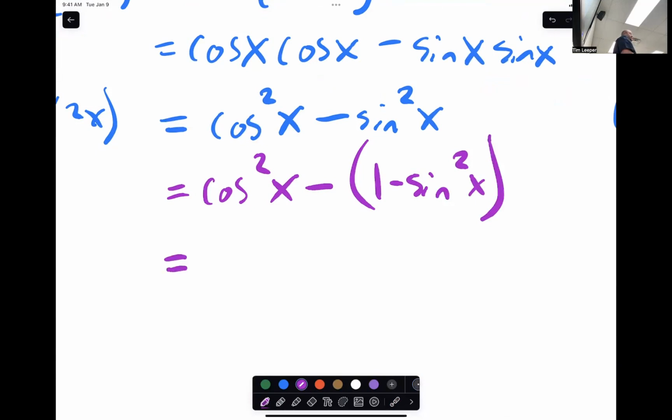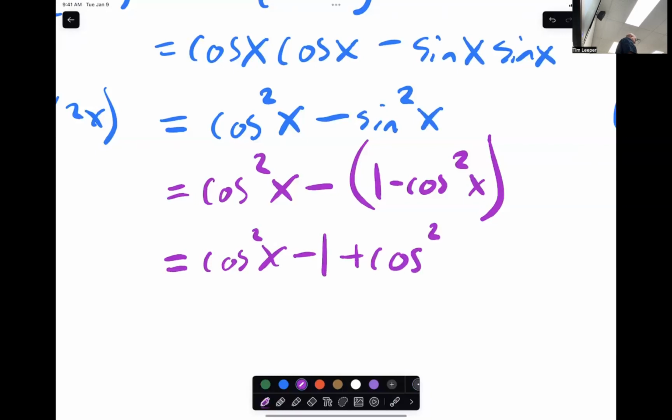Notice if I distribute the negative and combine, sorry, it's 1 minus cosine squared. When I distribute the negative there, it's going to give me negative 1 and a plus cosine squared. So we're going to have cosine squared of x minus 1 plus cosine squared of x.